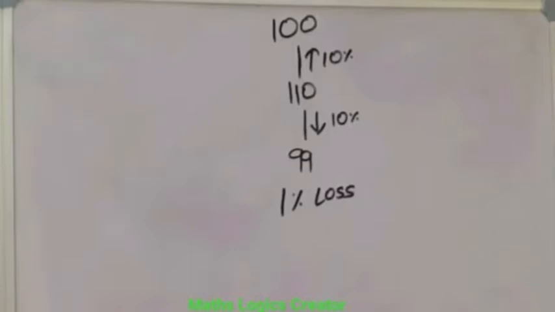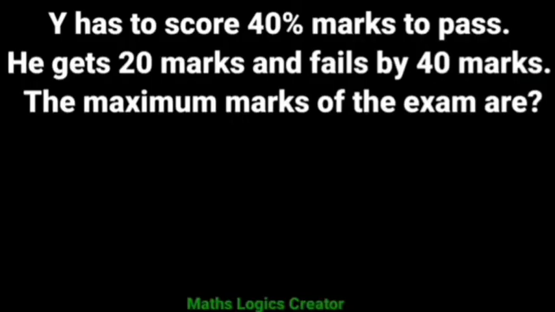Okay, so let's get into the next question. Y has to score 40% marks to pass. He gets 20 marks and fails by 40 marks. The maximum marks of the exam are? Initially Y has to get 40% marks to pass the exam, but he only got 20 marks and failed by 40 marks. So the passing mark for the examination is 60 marks. So 40% is 60 marks. He is asking the maximum marks of the exam. So 40% is 60 marks, and 100% is how much he is asking.